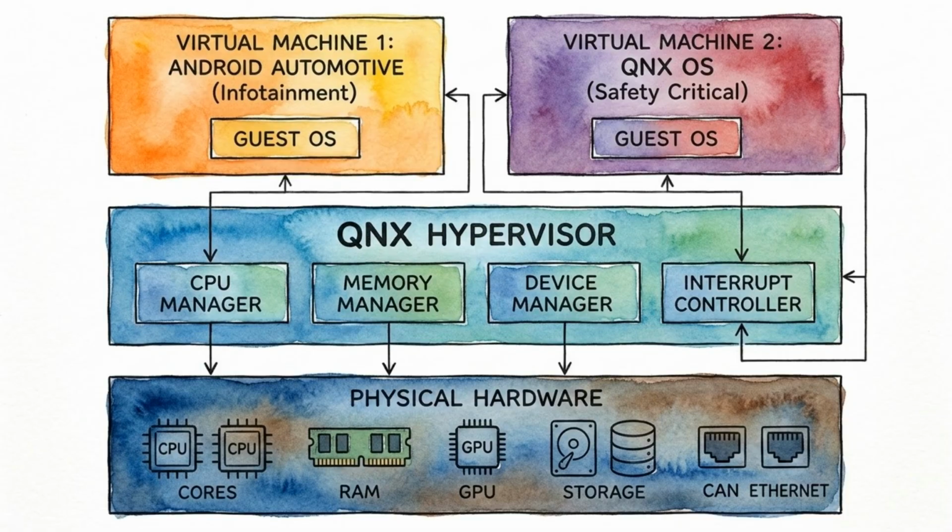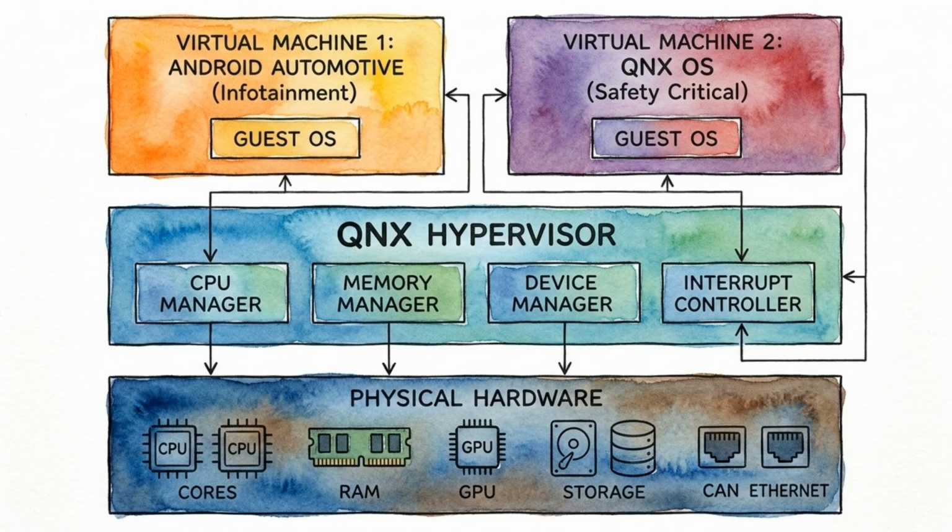Now, inside the hypervisor itself, there are key functional components working together. There is a CPU manager, which controls how cores are assigned and scheduled. There is a memory manager, which ensures strict isolation between systems. There is a device manager, which handles ownership and sharing of hardware devices. And there is an interrupt controller, which routes events to the correct system. All of these components work together continuously to ensure that every system runs independently, predictably, and safely.